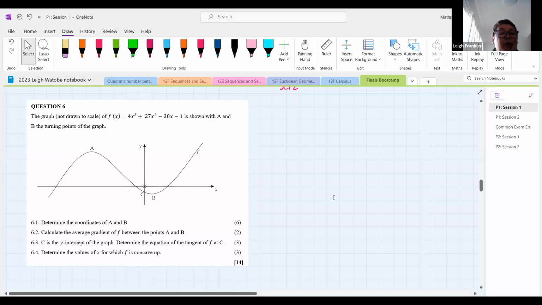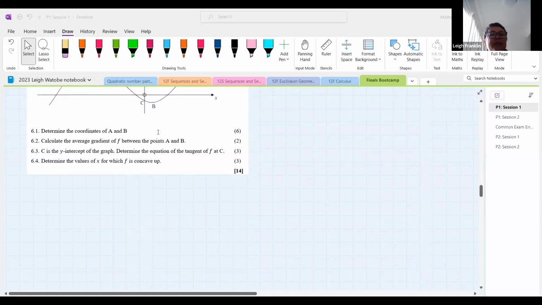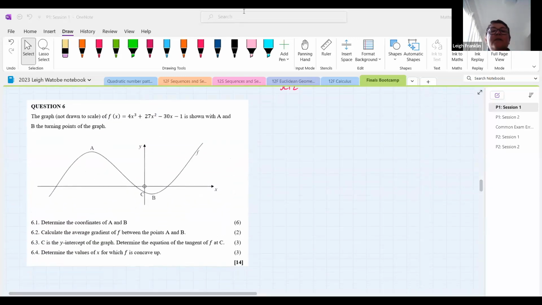Pretty much standard questions on the cubic function. In your exam, you won't have question 6 here. It'll be later on after the differentiation, but it's just been grouped together. Yes, it's a cubic function, so it wouldn't actually be here at question 6. It would be later on, but that doesn't matter.